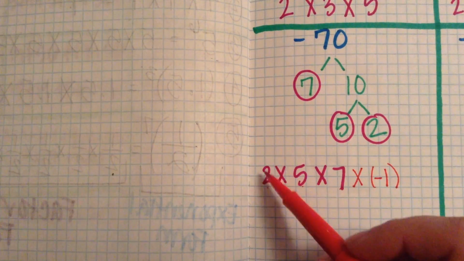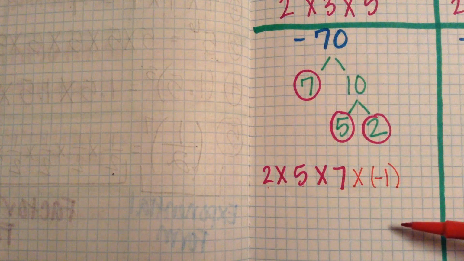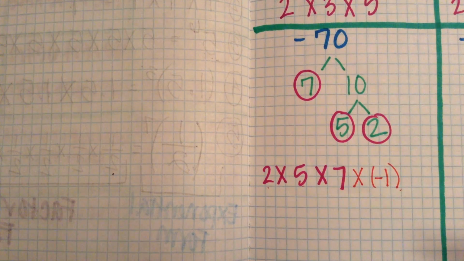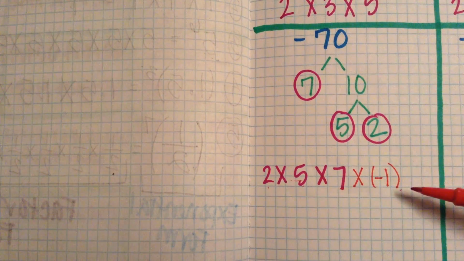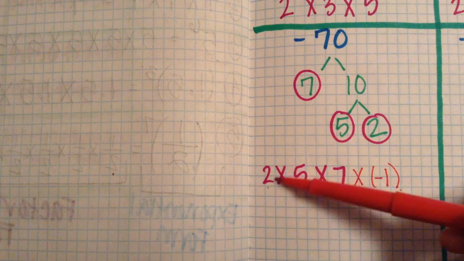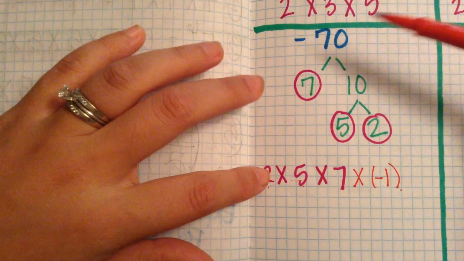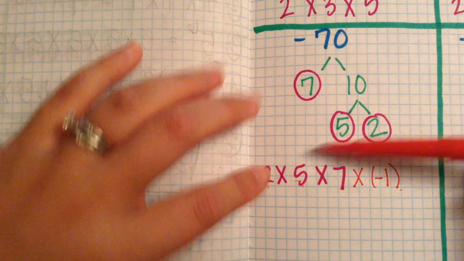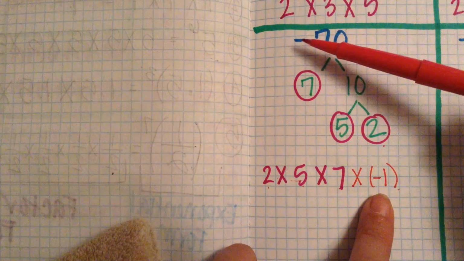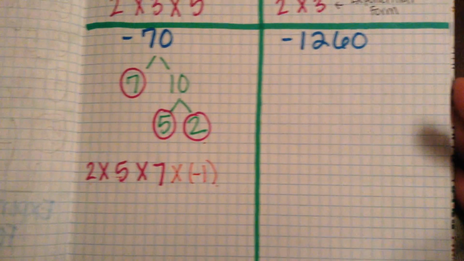So this would be my final answer in factor form. Now this one's not going to have an exponential form because all of the numbers are only repeated once, okay? So you cannot write it in exponential form when you only have one of each number, okay? So it's pretty simple. The strategy is the same. The only difference is you have to have the negative 1 in order to represent the negative number, okay? So let's try another one over here.